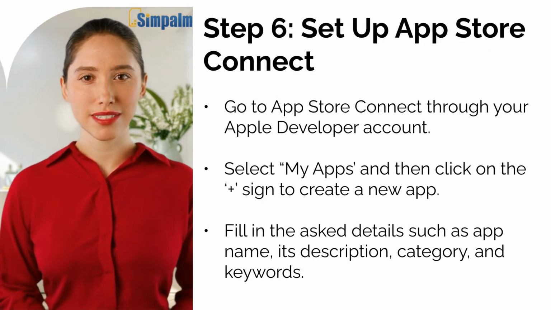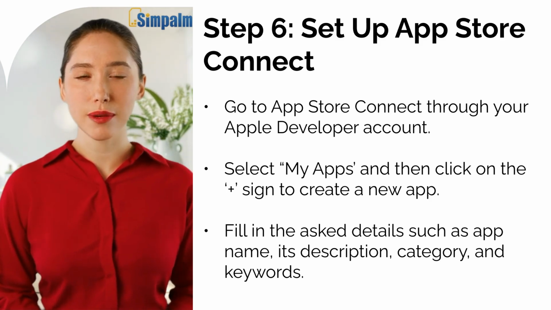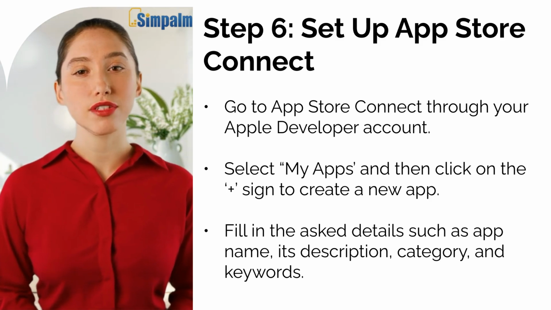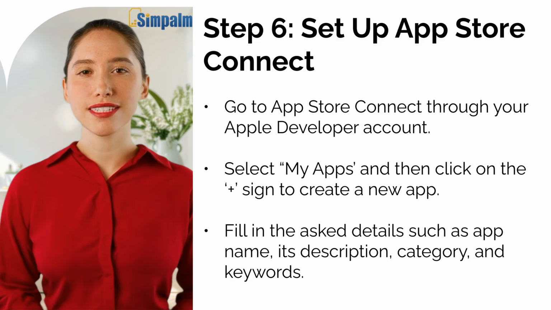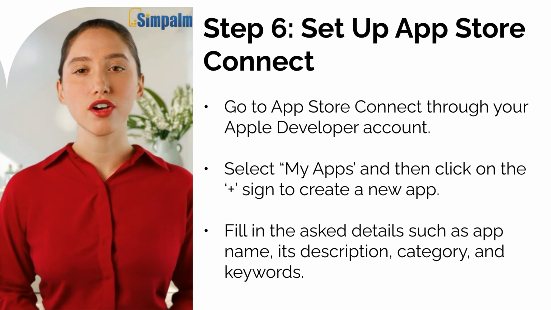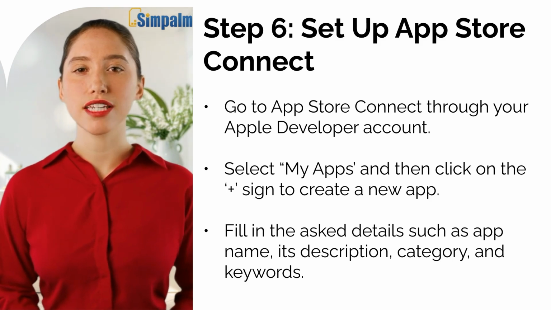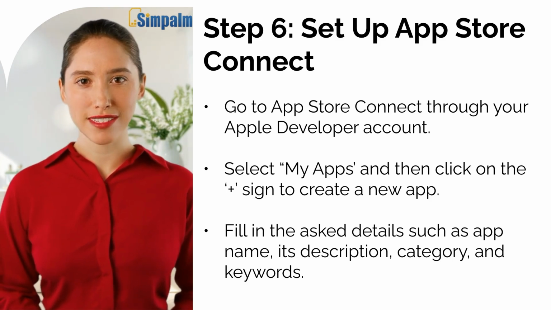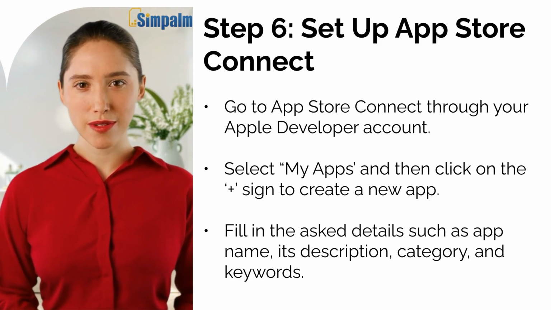Now, moving on to step 6. Set up App Store Connect. Apple has its unique platform, App Store Connect, which you can use for managing all your apps that are live on the App Store. As you will be submitting a new app to the store, you must create a new listing using App Store Connect by entering all the required information. You will be asked to enter the name of your app, its description, category, and keywords, which are the basic details that Apple needs for listing it.